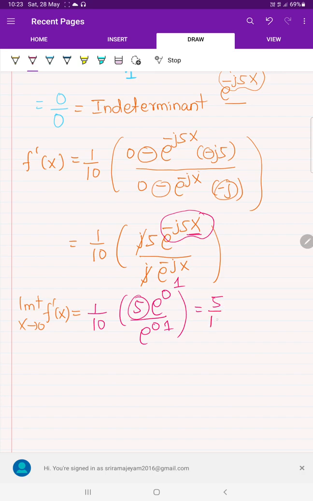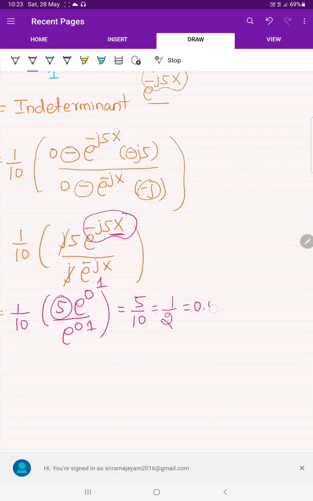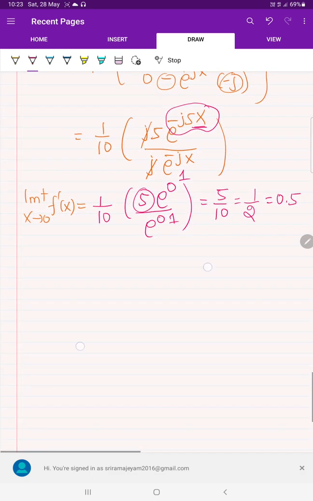So finally it will become 5 by 10, or I can say it will be 1 by 2, or we can say this will be equal to 0.5. That is the correct answer. Yes or no? Yes sir.